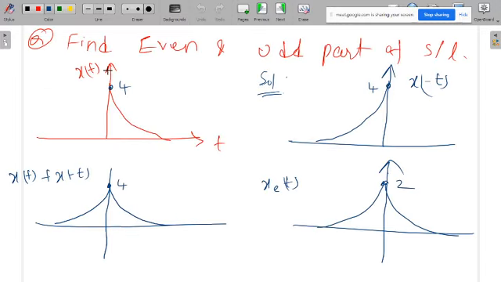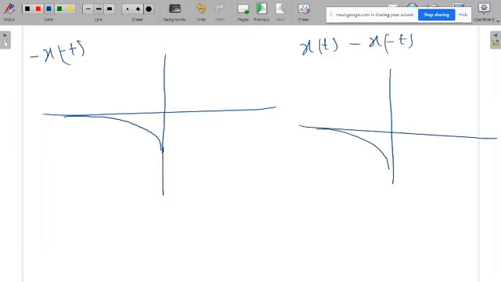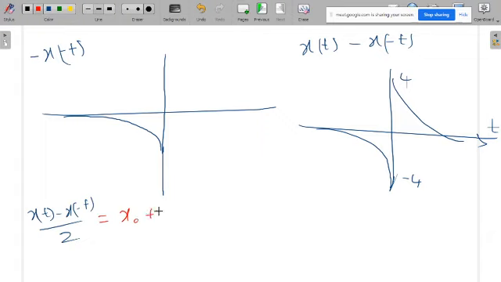Now you add the original diagram with this diagram. If you add the two diagrams, what will happen? That means x of t is already there. Then just now you have calculated minus x of minus t. Okay, if you add both, again it will come like this. This is 4 and then this is minus 4. Now you apply that 1 by 2 factor. Okay, finally x of t minus x of minus t divided by 2, then that will be what? Odd part of the signal.